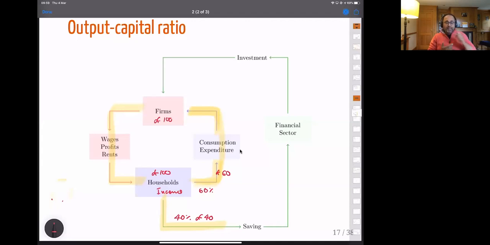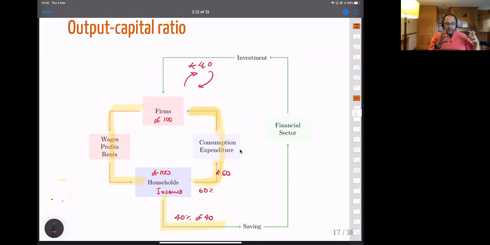And so that basically means that the economy would be in balance only if firms are selling 40 pounds of capital goods to themselves. So firms are selling 40 pounds of capital goods, which are financed through the investment in the economy, and so 40 pounds is what's happening in the capital goods market. 60 pounds is what's happening in the consumption market.